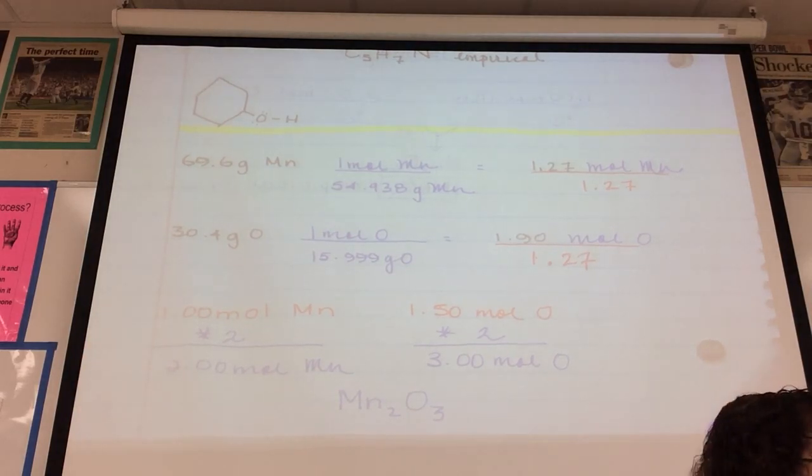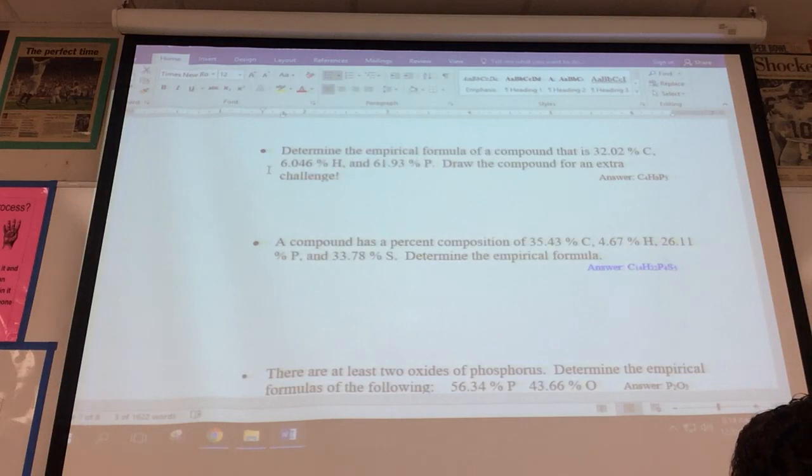Let's do another one a little bit harder. The next problem says determine the empirical formula of a compound that's 32.02% carbon, 6.046% hydrogen, and 61.93% phosphorus. And you could draw the compound if you wanted to. Always good practice, and you like drawing compounds, and you're exceptional at it, so it's fun.